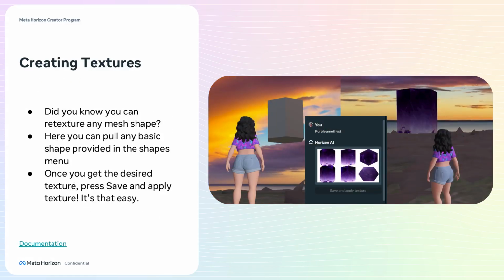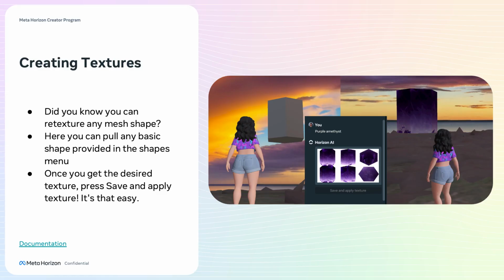And another thing that is really cool is creating textures. Did you know you can retexture any mesh shape? Here you can pull any basic shape provided in the shapes menu. Once you get the desired texture, press save and apply the texture. It's that easy. And today I'm gonna go over that, and it's super fun to do so.